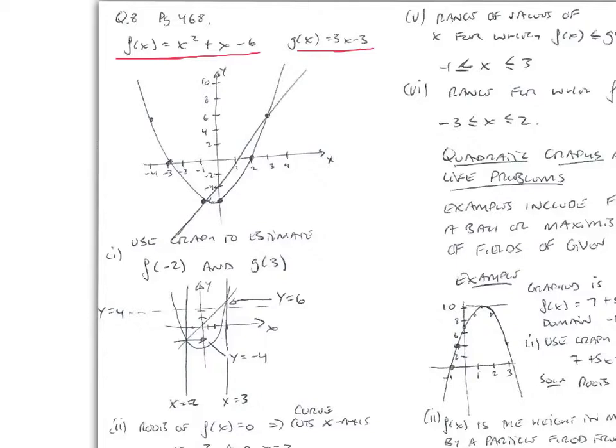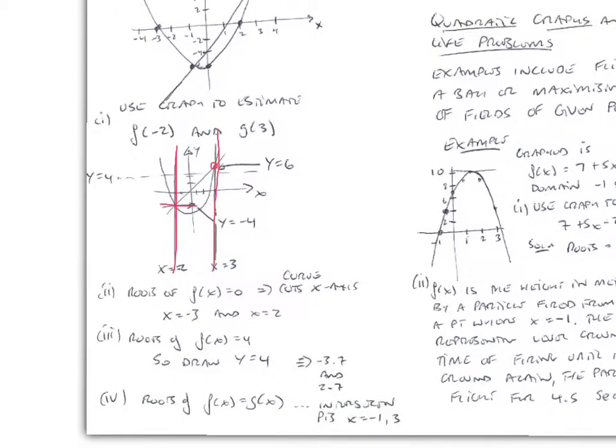So f of minus 2 means we have to go out to x is minus 2, plot that line, see where it cuts, and get the corresponding y value. And g of 3 means we have to go to x equals 3 and see where that cuts the line, what's the y value. In that case, for x is minus 2, y is minus 4, and for x is 3, y is equal to 6.